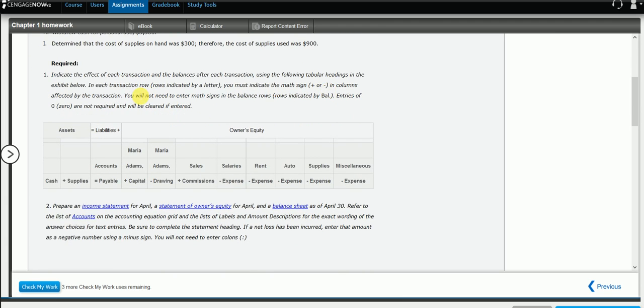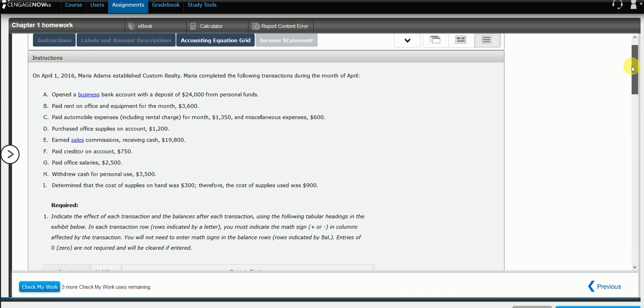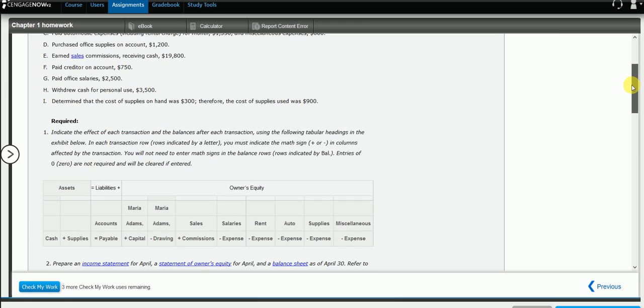You look right here, it says indicate the effect of each transaction and the balances after each transaction using the following headings below. Alright, so here are all of our accounts right here that we need to be using in the chart. And it tells us in the instructions right here, in each row you must indicate a plus or minus in columns affected by the transaction. You will not need to enter signs in the balance rows. Entries of 0 are not required. Okay, so having said all that, let's see if we can record this first transaction, which says she opened a business bank account by depositing $24,000 from her personal funds.